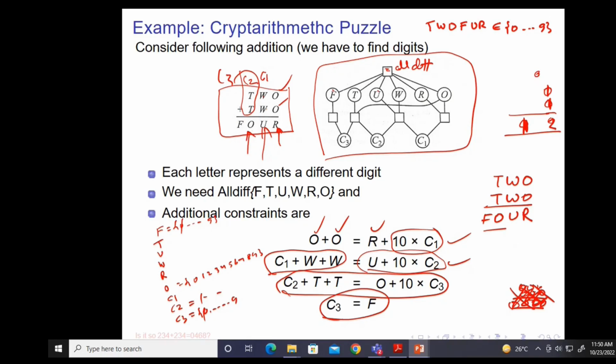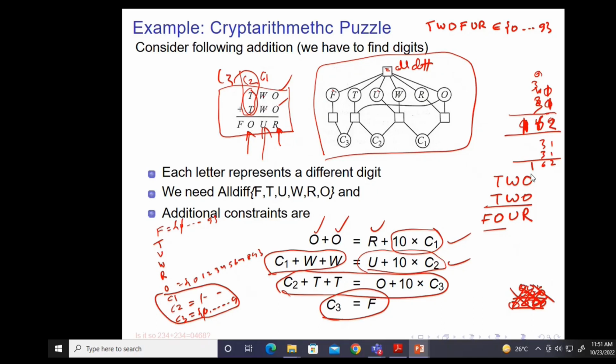This C1 becomes 0. I think C1 need not be different, am I right? All diff is not applied here. So it is 0, there is no problem. Then you need W, W, U. So what to assign? Because 1 and 2 are gone, you can assign 3 to it. 3 and 3 is 6. So U is 6. So 1, 1, 2 and 3, 3, 6, and here 1. So you get 1 over here, two numbers, because T plus T should be 1. So it is not possible.